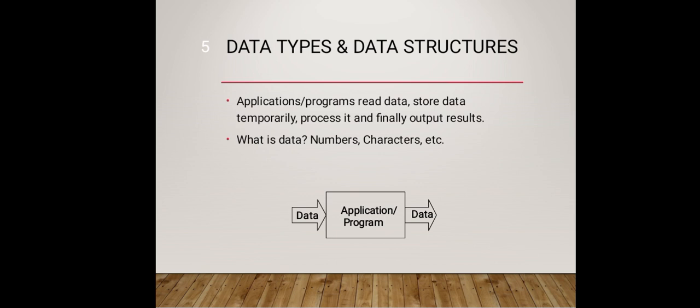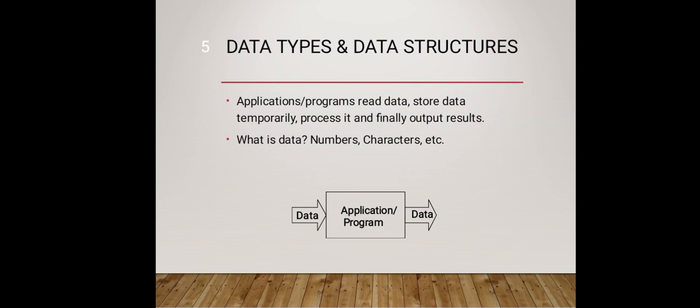So in data types and data structures, what is involved? Number one, we talk about applications. Applications or programs read data, store data temporarily or process it, and finally output the results. Data can be numbers, characters, etc. In the illustration here, we have data pointing into applications or programs, which in turn give out other data.